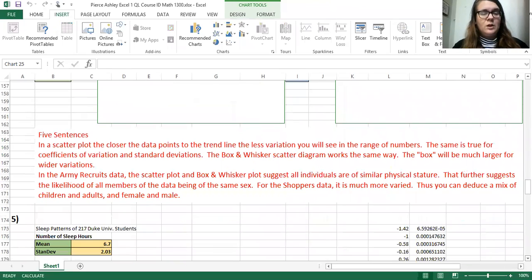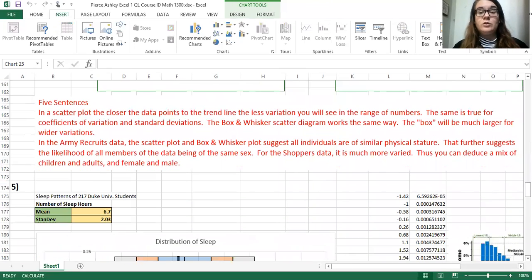So in the scatter plot, the closer the data points are to the trend line, the less variation you're going to see in the range of numbers. The box is going to be much larger for wider variations. So like we said, the Army recruits are probably all of similar physical stature, and probably all of the same gender. For the shoppers, it's much more varied. You're going to have a whole mix of all sorts of people shopping.